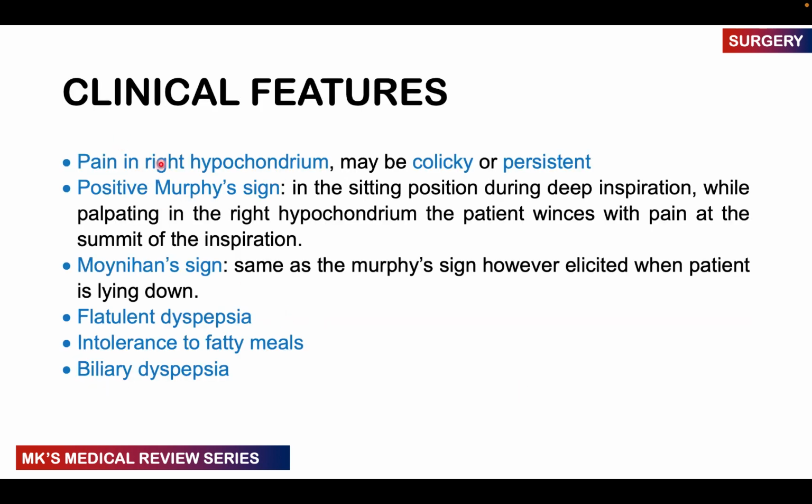Clinical features include pain in the right hypochondrium that may be colicky or persistent. You may get a positive Murphy sign. Now here I want us to distinguish between two important signs. I want us to distinguish between the Murphy sign and the Moynihan sign.